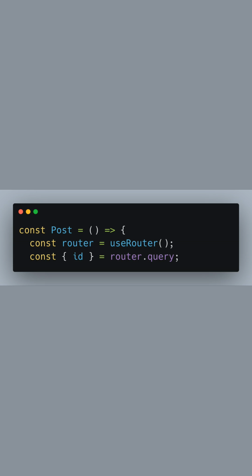Inside our Post component, we use the useRouter hook to obtain the router object. This object provides us with the query parameters, where id corresponds to the dynamic part of our URL. This id represents the unique identifier for each post.